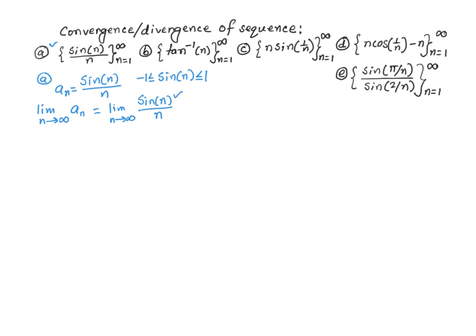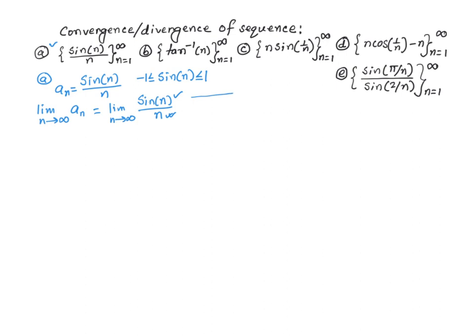However, the denominator is going towards infinity. So as a result, the ratio sine n over n approaches 0. As n gets bigger, sine n over n gets smaller and smaller and smaller. It may fluctuate a little bit, remember. Sine could be positive and negative, but it doesn't matter really.